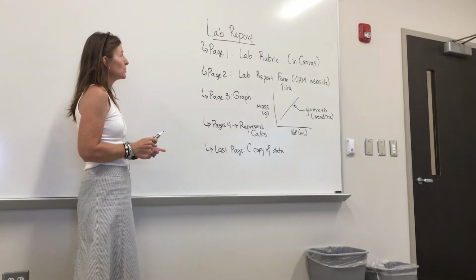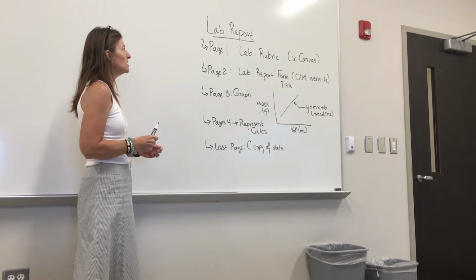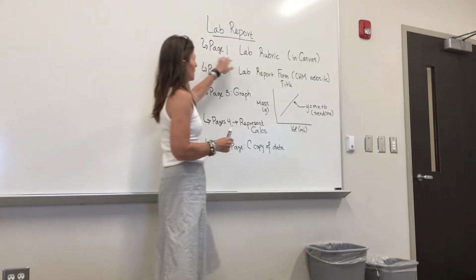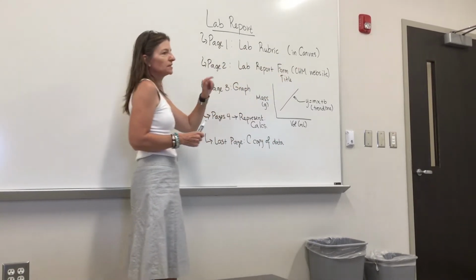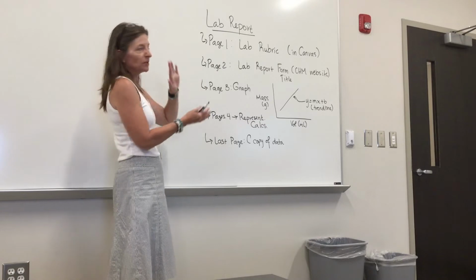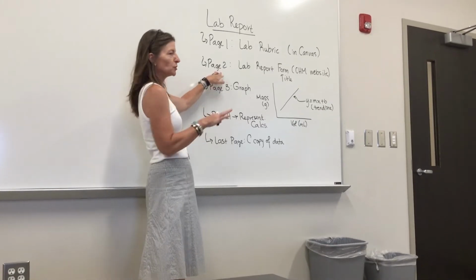All right, so this is your lab report for the first lab, density of an unknown metal and the density of water. For that lab report, page 1, I want a lab rubric. This can be found in Canvas. Go to Files, lab rubric number 1, download it. That'll be your first page, put your name on it, and I will grade that page along with the others. It gives you the rubric.